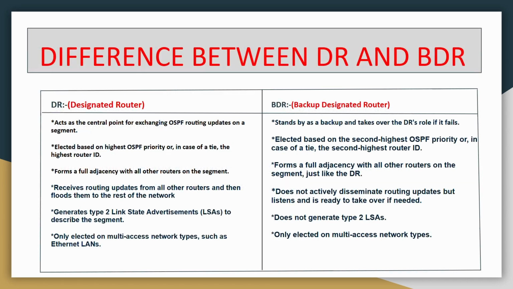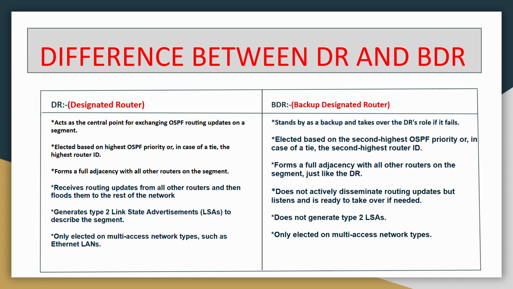Difference between DR and BDR. DR, Designated Router: acts as the central point for exchanging OSPF routing updates on a segment. Elected based on the highest OSPF priority, or in case of a tie, the highest router ID. Forms a full adjacency with other routers on the segment, receives routing updates from all other routers, and then floods them to the rest of the network. Generates Type 2 link state advertisements, LSAs, to describe the segment. Only elected on multi-access network types such as Ethernet LANs.